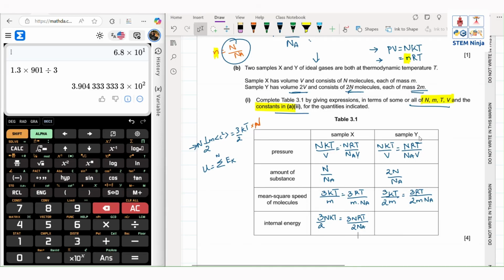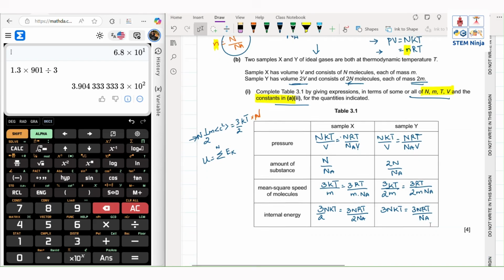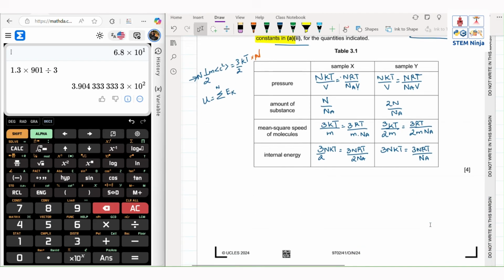For the sample Y, we have twice the amount of molecules. So 2 and 2 get cancelled. So 3 NkT or 3 nRT over NA. And that's your answer. All right. So let's see the next question.